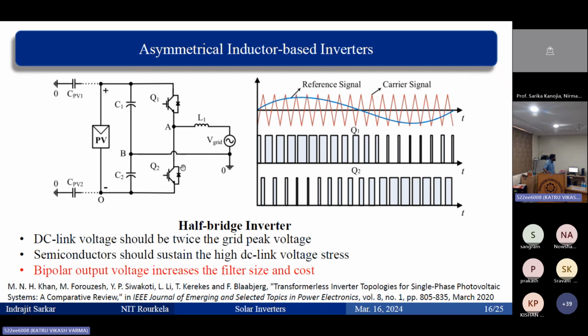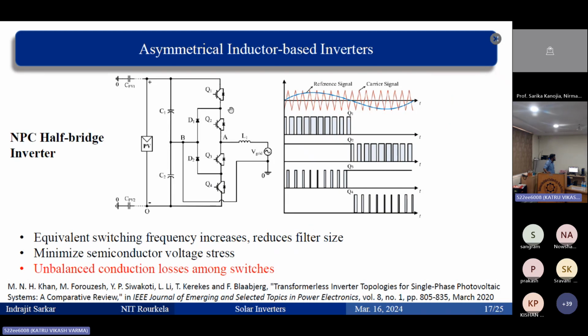So if you are going to use it as a solar inverter, then these are the issues that you have to face. Then what next do we have? Then we have NPC. Use NPC, fine. We are going to use NPC because these switching devices are going to have half the DC link voltage.